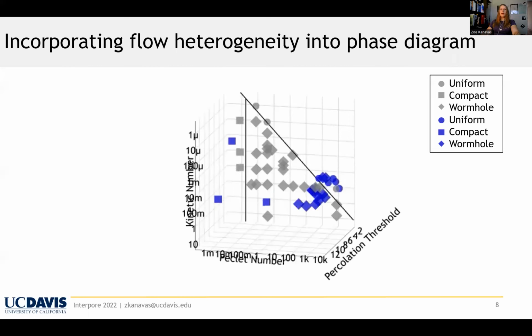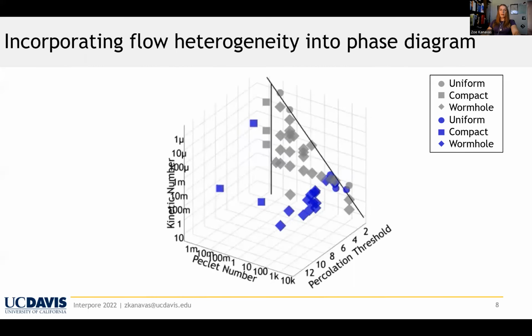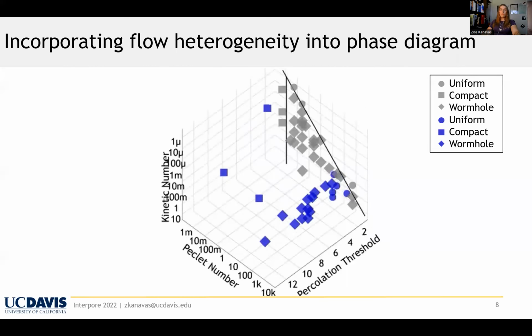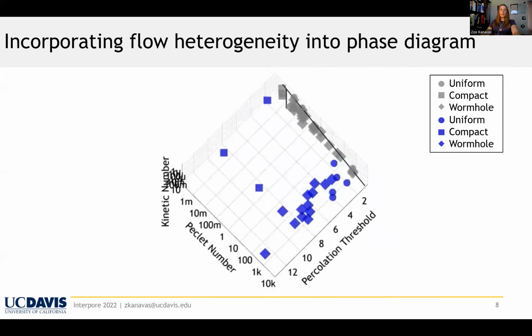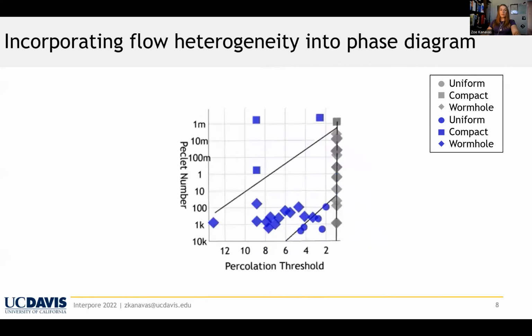Returning to the apparent misclassification by Golfier's diagram, we see that the blue samples require the percolation threshold as the third dimension to correctly be classified. When viewing this from the Péclet number and percolation threshold plane, we can arbitrarily draw cutoffs to divide the three behaviors. We can see there is a relationship between the Péclet number and the percolation threshold, and we can quantitatively confirm that with the following model.